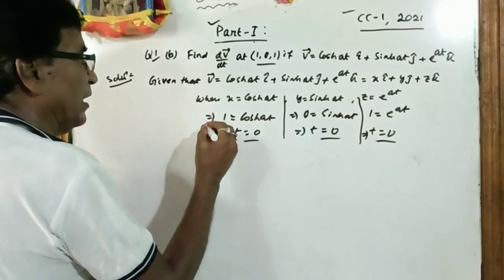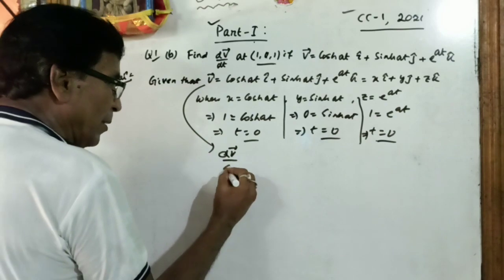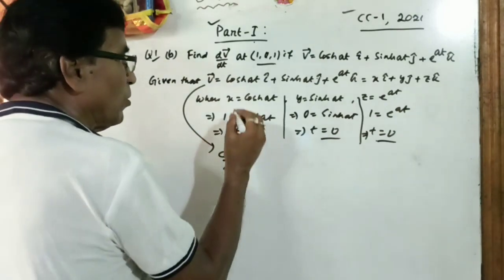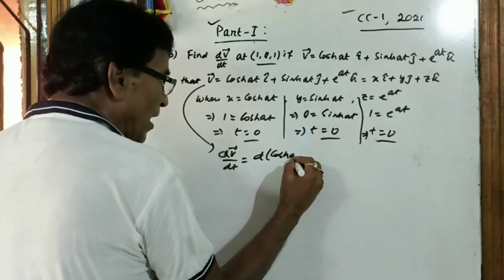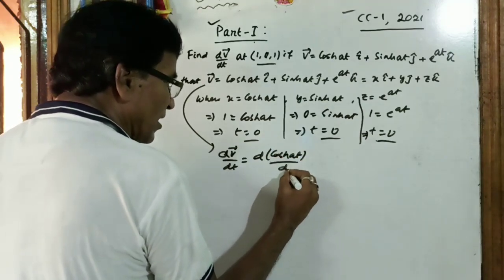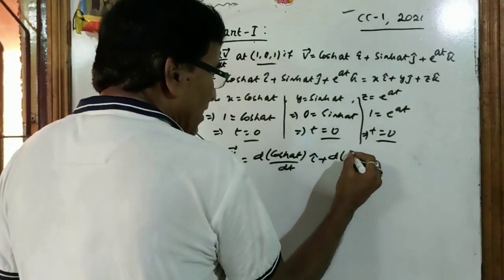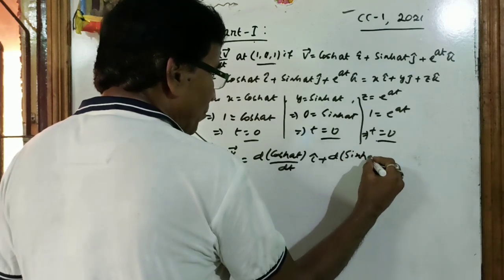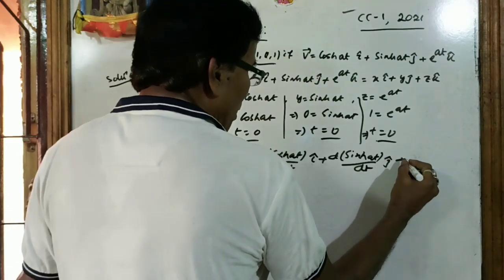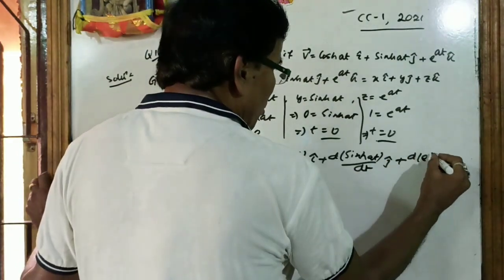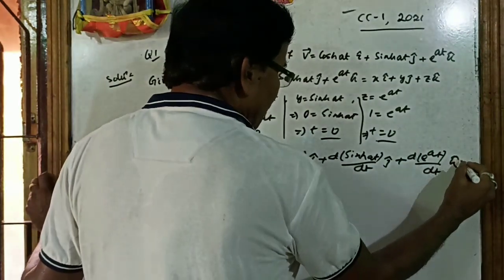So for that, first we find the value of dv by dt, the derivative of v with respect to t. That is equal to the derivative of cos hyperbolic at with respect to t into i cap, plus the derivative of sin hyperbolic at with respect to t into j cap, plus the derivative of e to the power at with respect to t into k cap.